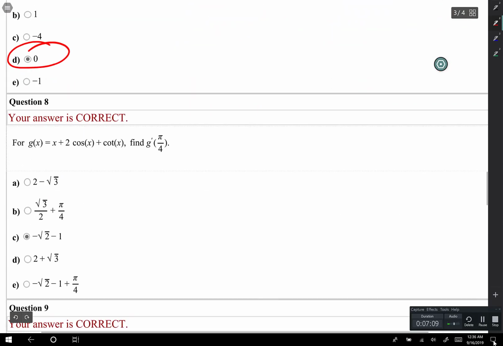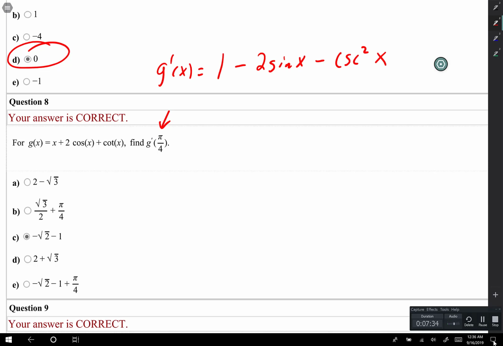All right, let's go to the next one. They want you to find the derivative at pi over 4. So first let's take a derivative. g prime of x is equal to 1. The derivative of cosine is a negative sine, so minus 2 sine x. And the derivative of cotangent is a negative cosecant squared. Negative cosecant squared of x. Are we still okay, guys?